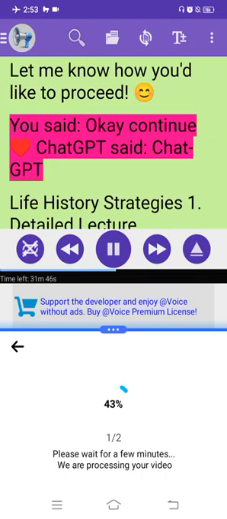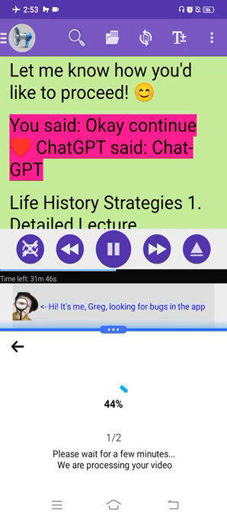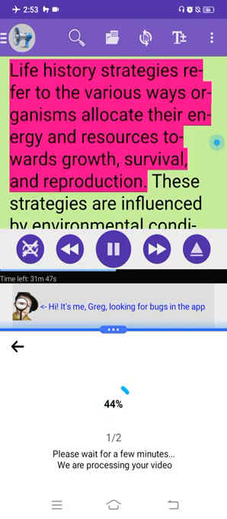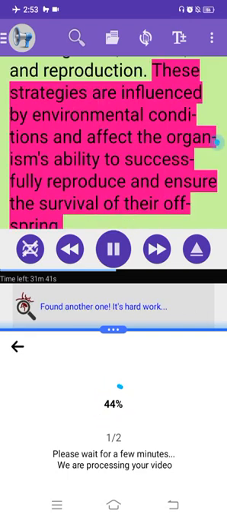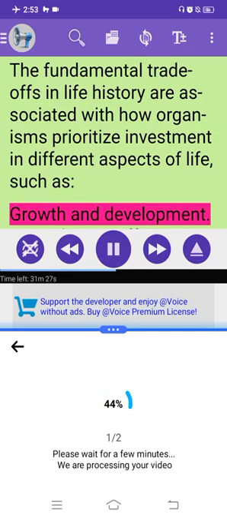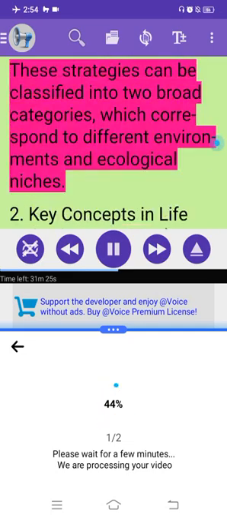You said: Okay, continue. ChatGPT said: Life history strategies. 1. Detailed lecture. Life history strategies refer to the various ways organisms allocate their energy and resources towards growth, survival, and reproduction. These strategies are influenced by environmental conditions and affect the organism's ability to successfully reproduce and ensure the survival of their offspring. The fundamental trade-offs in life history are associated with how organisms prioritize investment in different aspects of life, such as growth and development, reproductive effort, and survival. These strategies can be classified into two broad categories, which correspond to different environments and ecological niches.